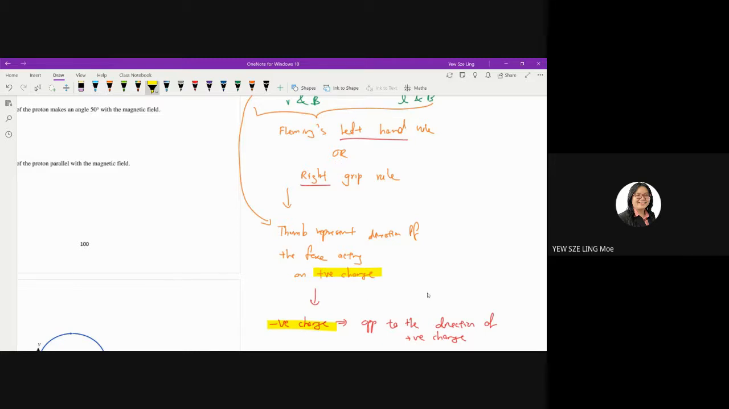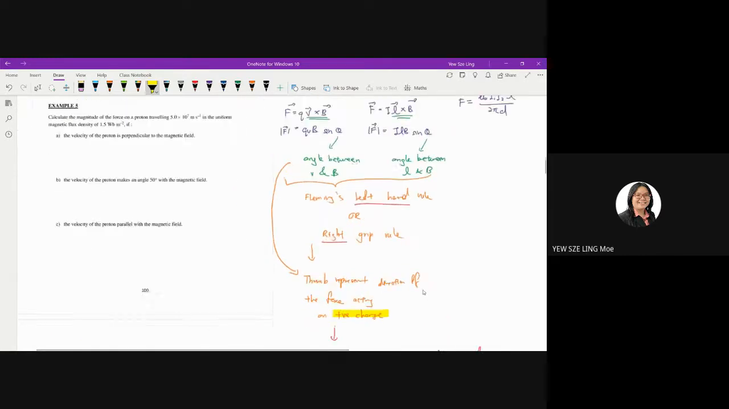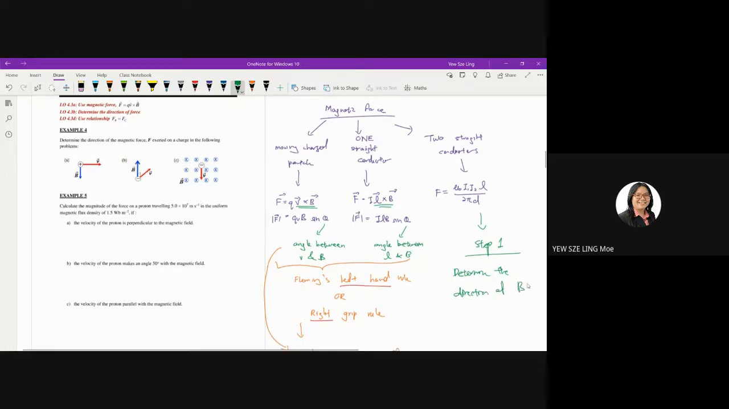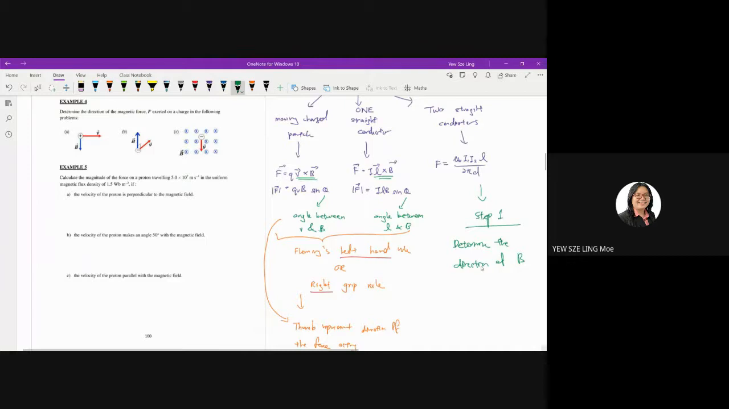That one is the direction for a negative charge, right? Now, when it comes to a straight conductor, it is slightly complicated. Why? Because it involves two steps in determining the direction. Step one, you need to determine the direction of B first. I will show you how after this, don't worry. But this is just a summary.